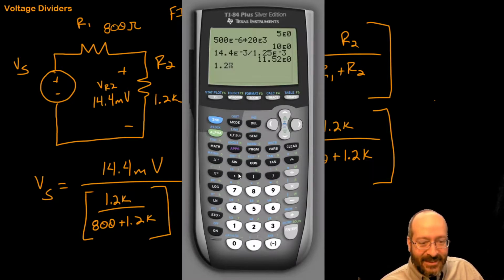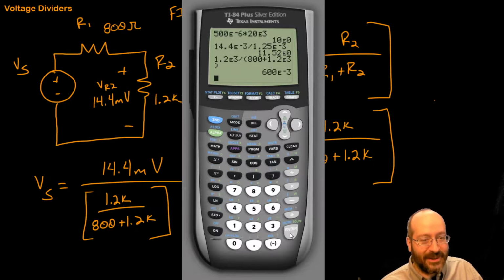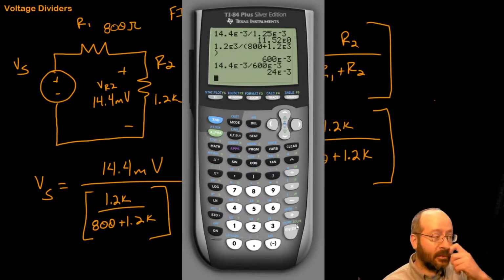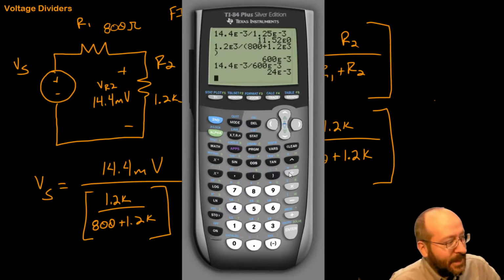1.2 E3 divided by 800 plus 1.2 E3. That's going to work out much, much better. 0.6. I like that number. 14.4 E negative 3. I should explain to you why that didn't feel right to me, because that was a little bit of intuition that I think is important to know. Okay, so we're going to divide by 0.6. And that's going to give us 24 millivolts.